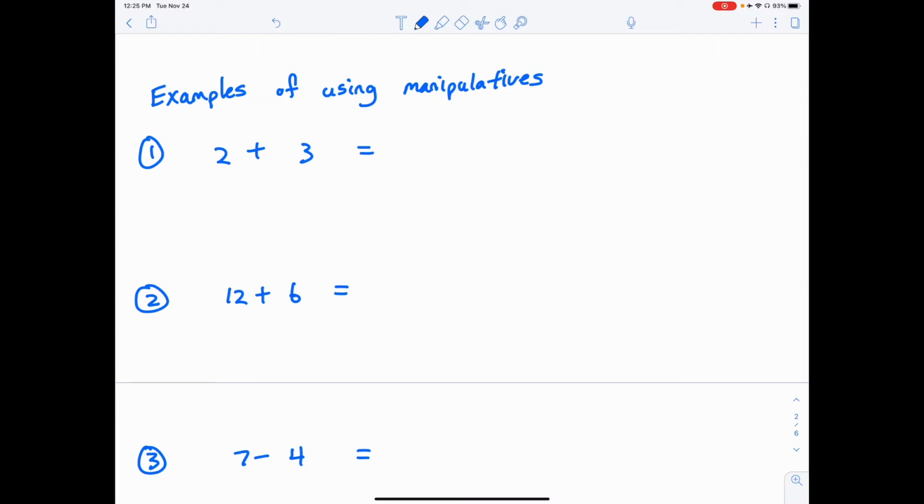2 plus 3, so we'll start off with 2. 2 circles is the first one. And then plus 3 means that I need to increase it by 3. So I need to put in 3 more circles. I just draw in 3 more circles. And then we ask, okay, how many circles do we see in total?